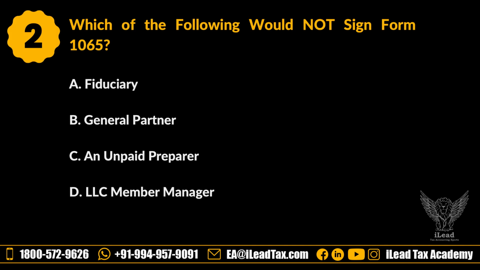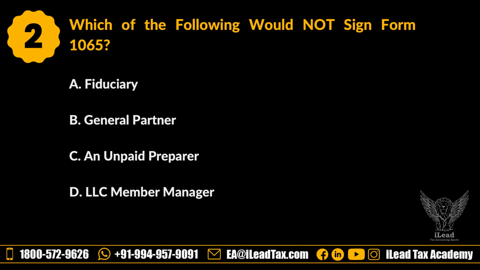Option A, a fiduciary is a person or entity that holds a legal or ethical relationship of trust with one or more other parties. In the context of a partnership, a fiduciary could be a trustee or executor of an estate that is a partner in the partnership. So, fiduciaries often have the authority to act on behalf of others. They may need to sign Form 1065 if they are representing a partner that is an estate or trust.